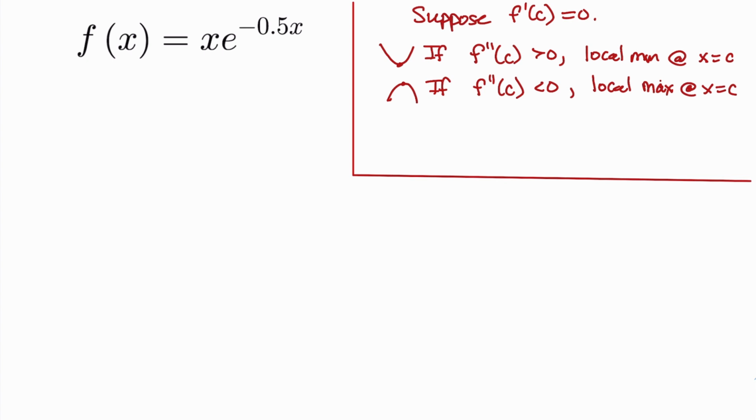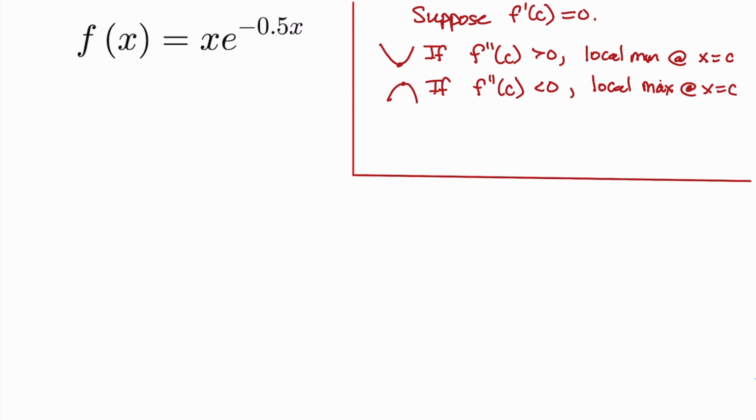Let's say that f prime of c is equal to 0. If the second derivative happens to be positive at that value, we have a local minimum at c. And if the second derivative is negative at that value, then we have a local maximum at c. So we need to first find the critical numbers where the first derivative is equal to 0, and then use those in the second derivative.